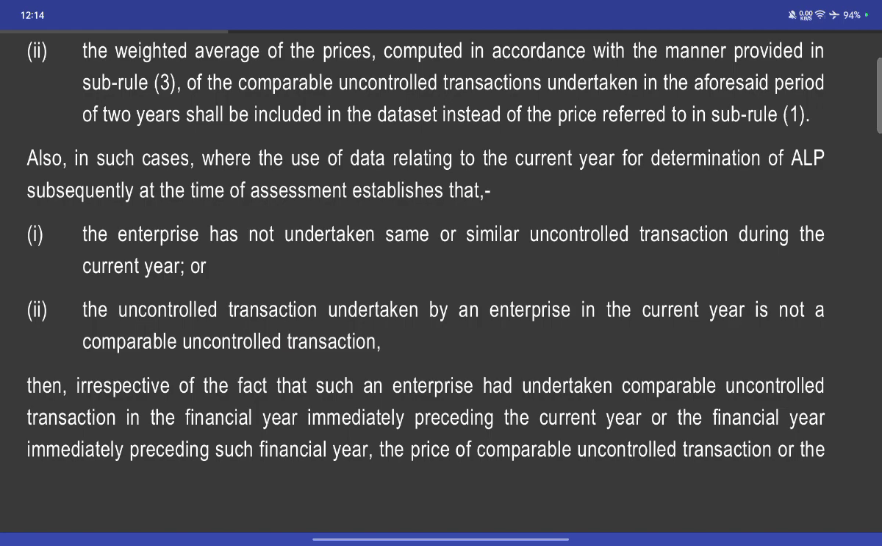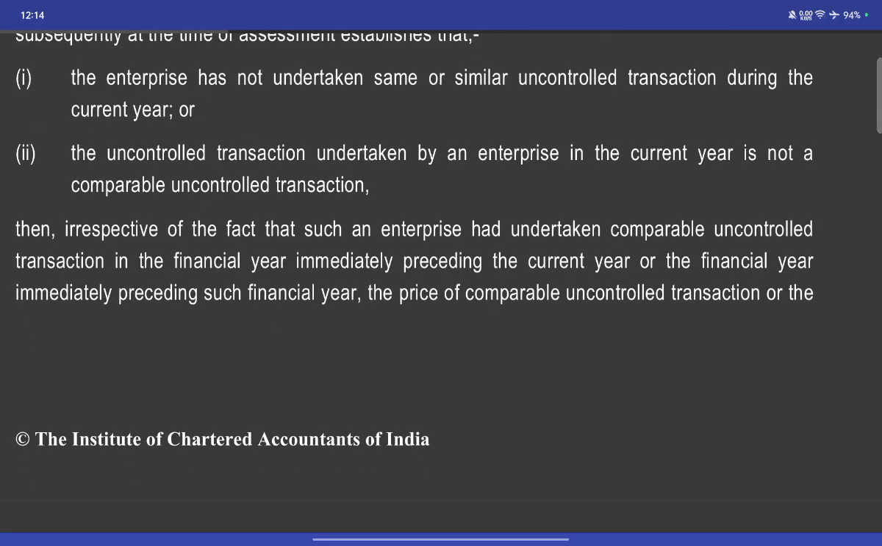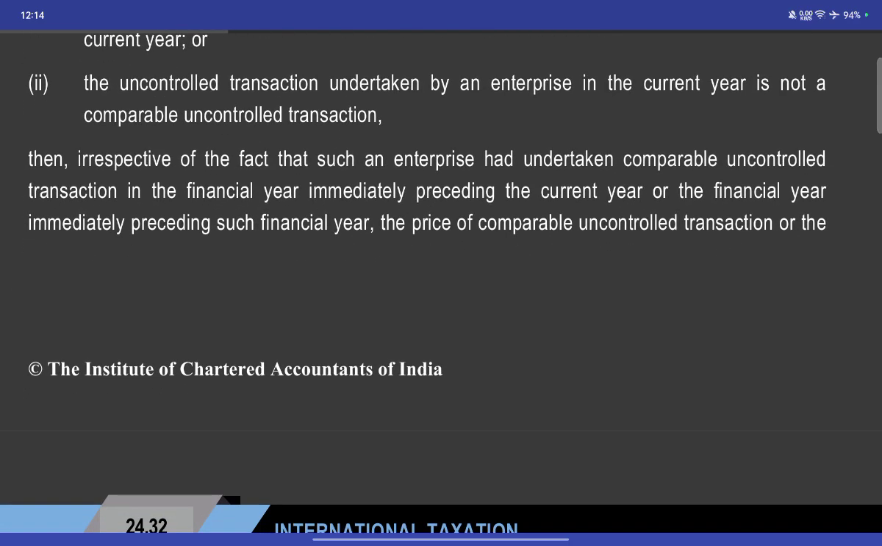In the case where data related to the current year is available for determining the average price subsequent to the time of assessment, the enterprise has undertaken the same or similar controlled transaction during the current year. The uncontrolled transaction undertaken by the enterprise in the current year is not a comparable uncontrolled transaction.